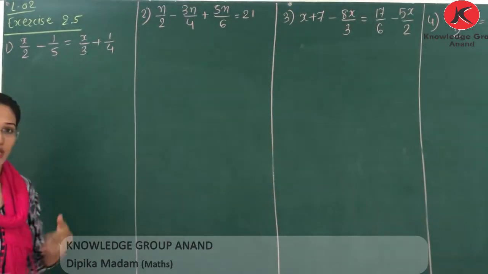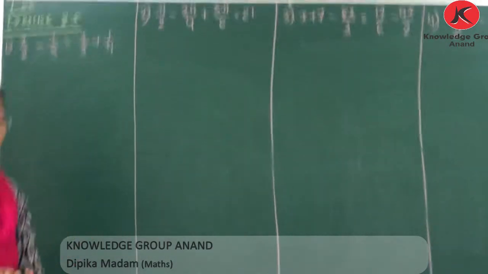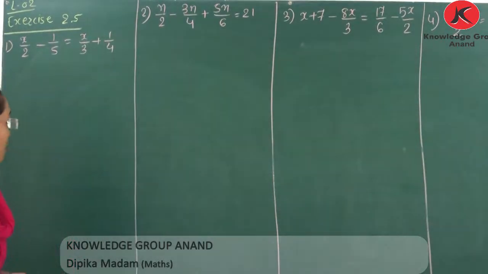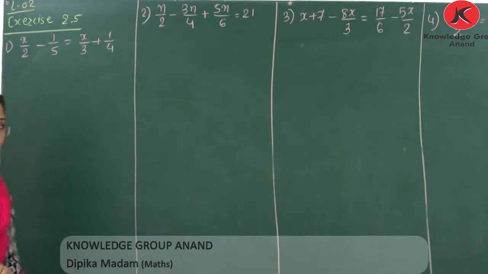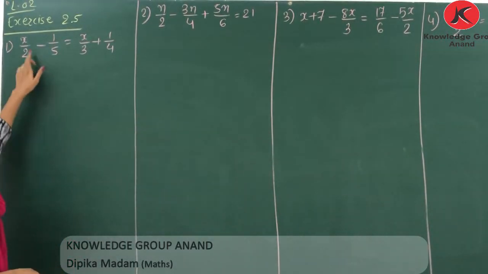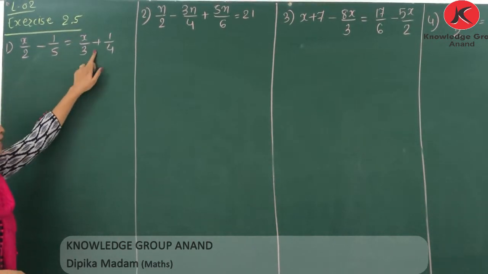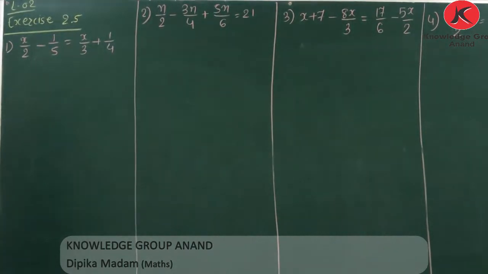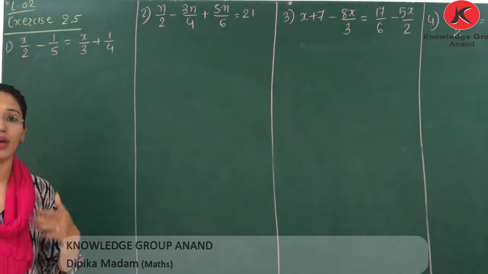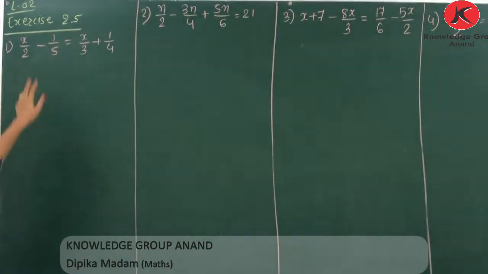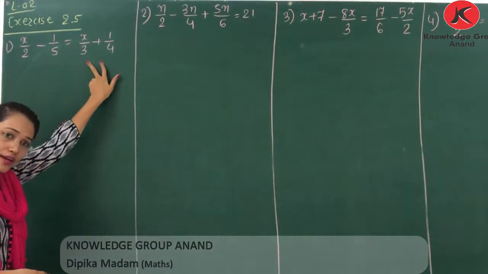So using the same that we learned earlier in two examples, we will solve exercise 2.5. So here the first example is x by 2 minus 1 by 5 is equal to x by 3 plus 1 by 4. Now what you have to do first, take the LCM and make the denominator same on the left side and on the right hand side also.